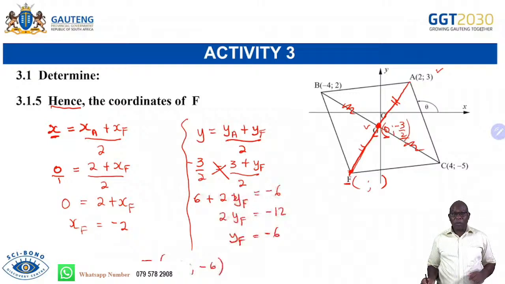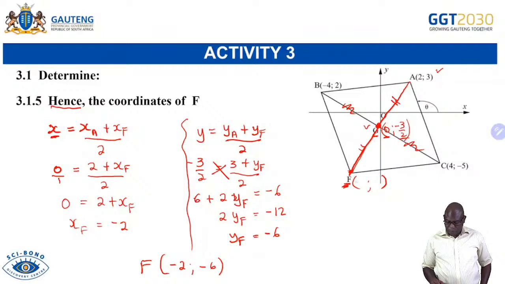But I must still go back to the sketch and check. If I go to the sketch and check the F coordinates there, minus 2, will that one fit? Yes, it will fit, because it's on the left-hand side of 0 on my x-axis. Negative 6, can this point be negative 6? Yes. So I know I'm correct when I have those two values.